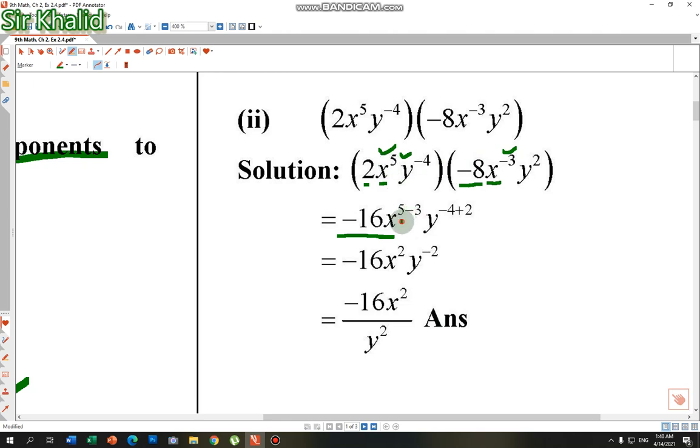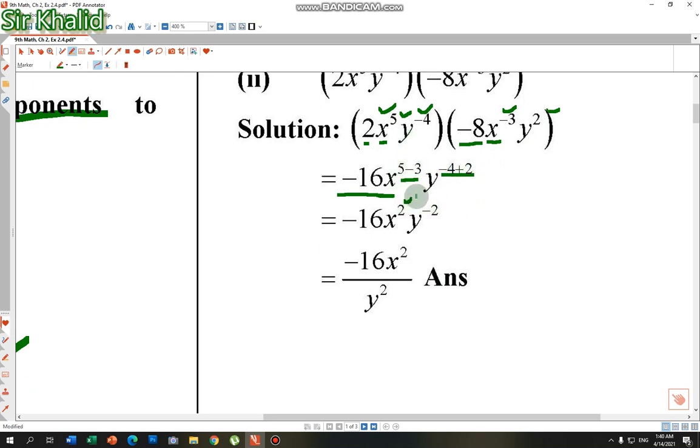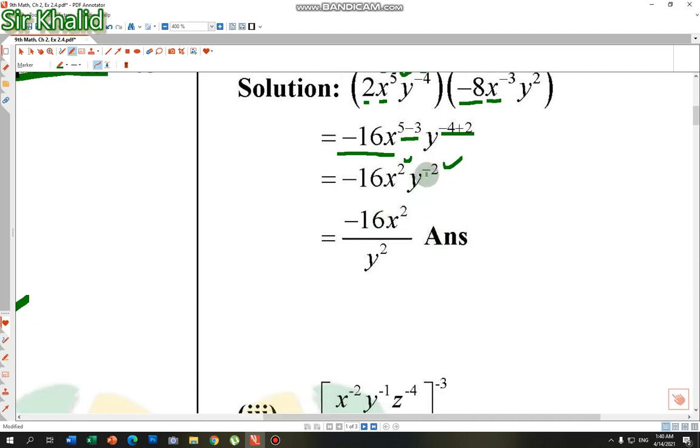So 5 minus 3, minus 4 plus 2, because the bases are the same. 5 minus 3 will be 2. Minus 4 plus 2 is equal to minus 2. And because you have to answer these questions in positive exponent, shift this y power minus 2 to the denominator position to get the answer minus 16 x square over y square.